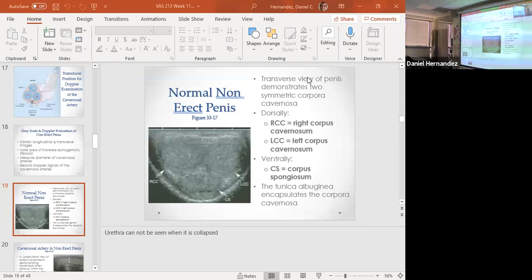So this is a transverse view of the penis demonstrating two symmetric corpora cavernosa. One and then two, they look symmetric in size. So we label them right and left corpus cavernosum. And ventrally, we see the corpus spongiosum.